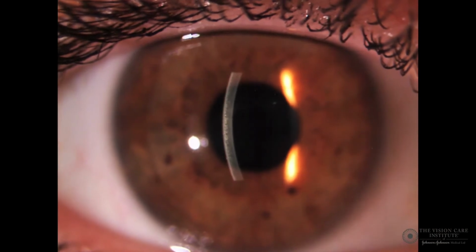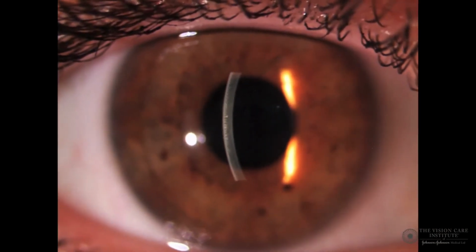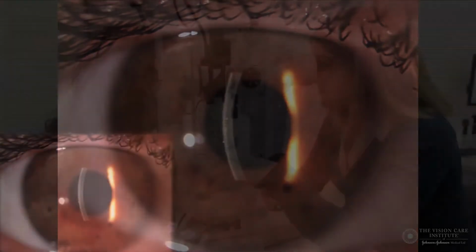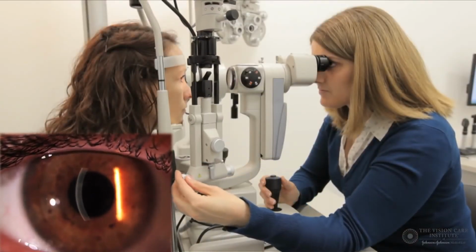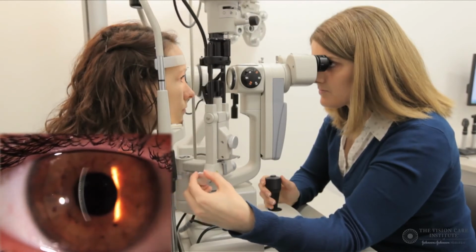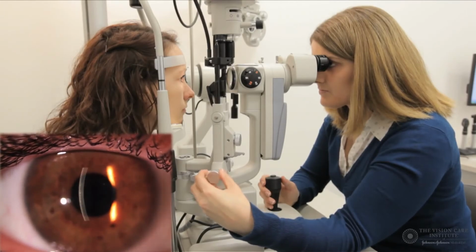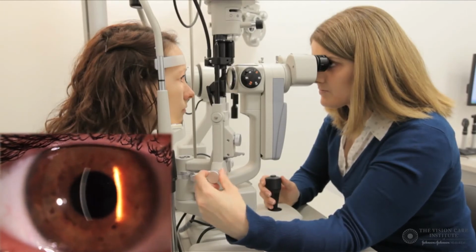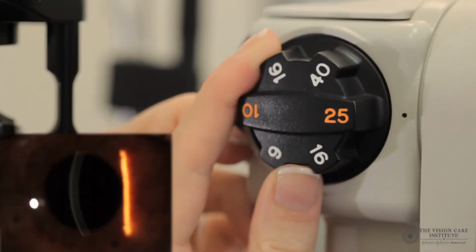We need to bear in mind that we can make the section look thicker or thinner by increasing and decreasing the angle between the illumination and observation systems. As we increase the angle here, we can make the section look broader, and by reducing the angle, we can see that we can make it look thinner. By increasing the magnification further, we will be able to see the layers a little more clearly.